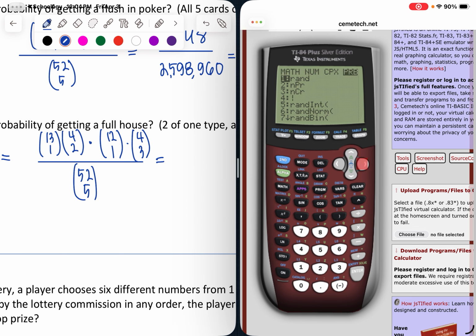So 13, go over to probability. Option number 3 is combinations, choose 1. And then I want to do times 4 choose 2. Probability, option number 3, choose 2. I chose multiplication because it's 'and,' it's not 'or.' And I want to do 12 choose 1, which is 12.